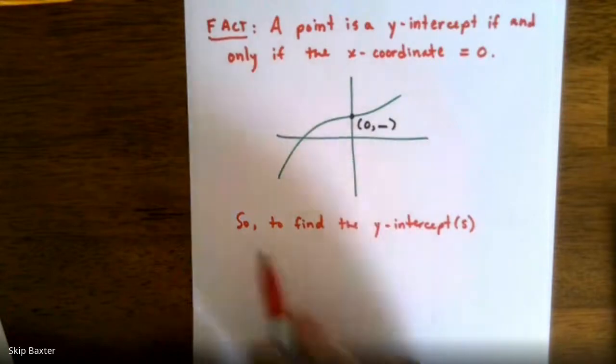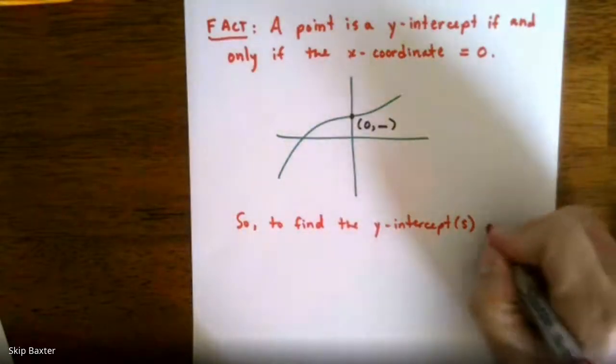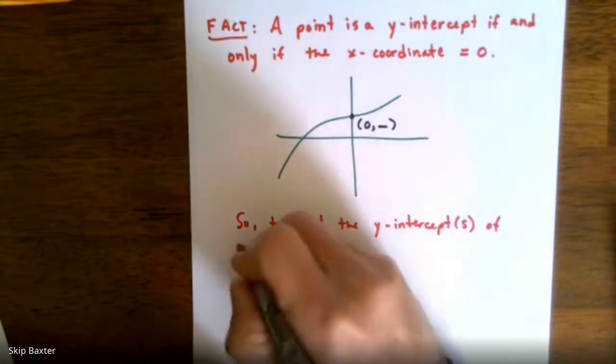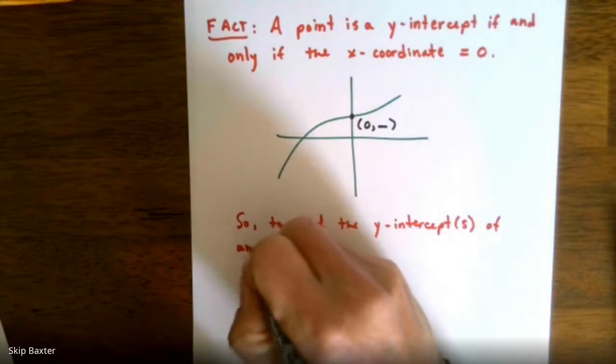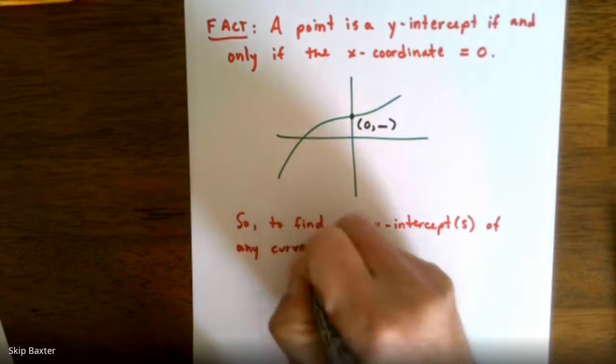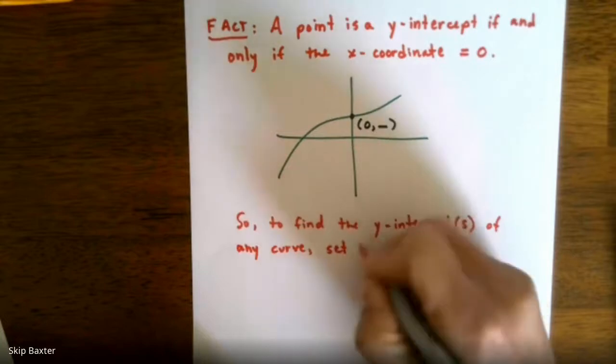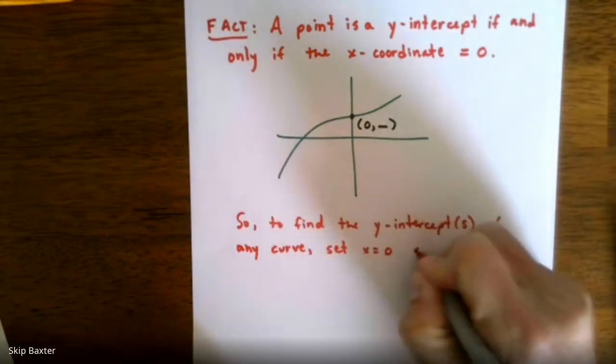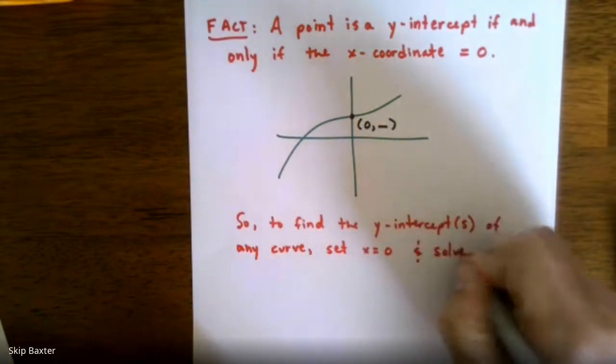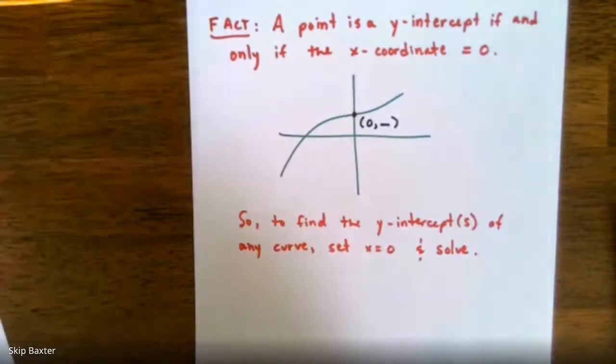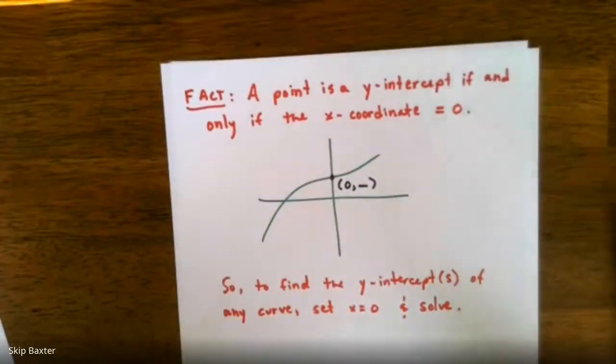All right. So to find the y-intercepts of, instead of saying a function, I'll say of any curve, you're just going to set x equal to 0 and solve. That's it. Okay.